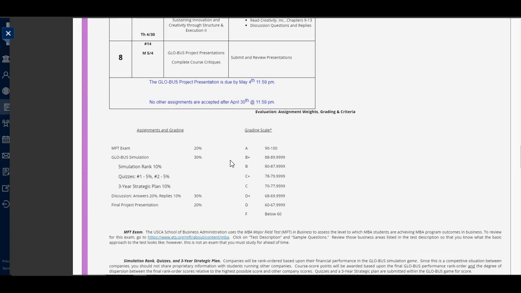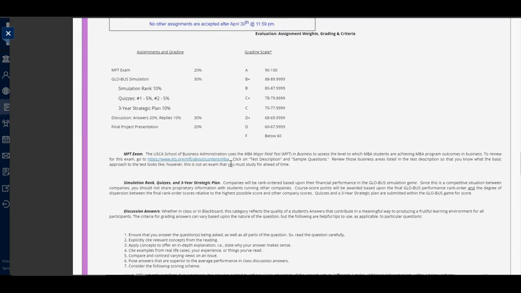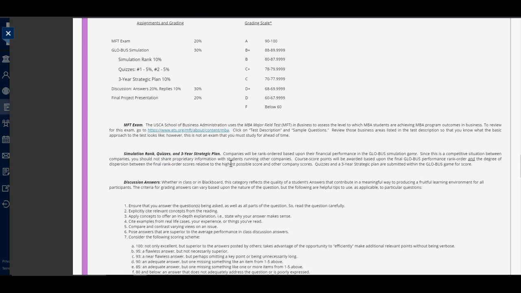The simulation game is 30% of your course grade, broken down by your team's rank, 2 quizzes, and the 3-year strategic plan. Discussion answers and replies are a significant part of the course grade because interaction is considered fundamental to effective online learning. The final project presentation is worth 20% of the course grade. The remainder of the syllabus offers further explanation on these items.